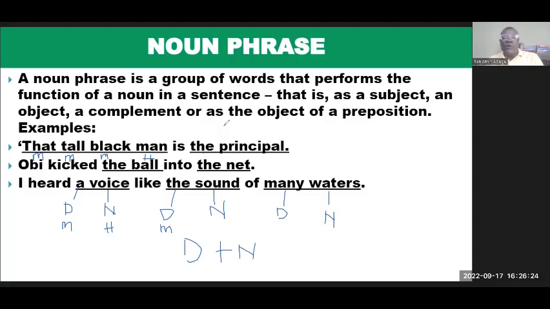So let's undo all these marks, okay? Let's undo all the marks, and then we move on, okay?